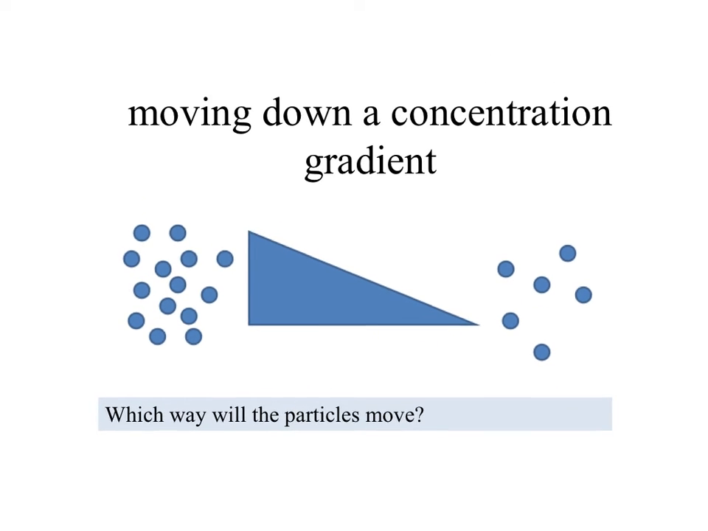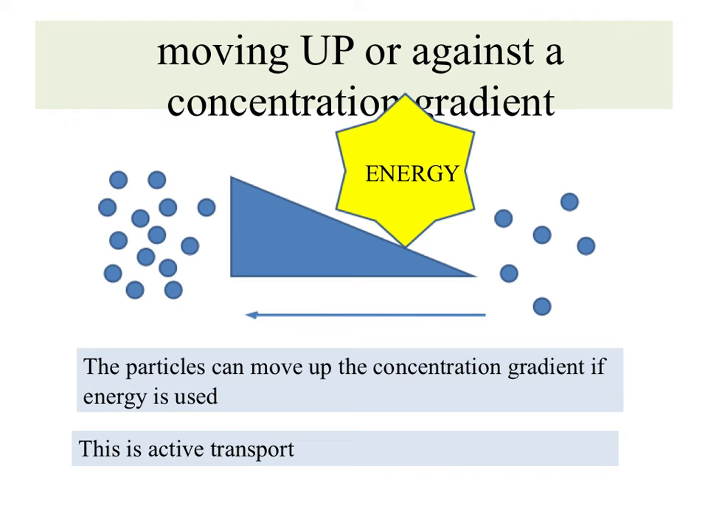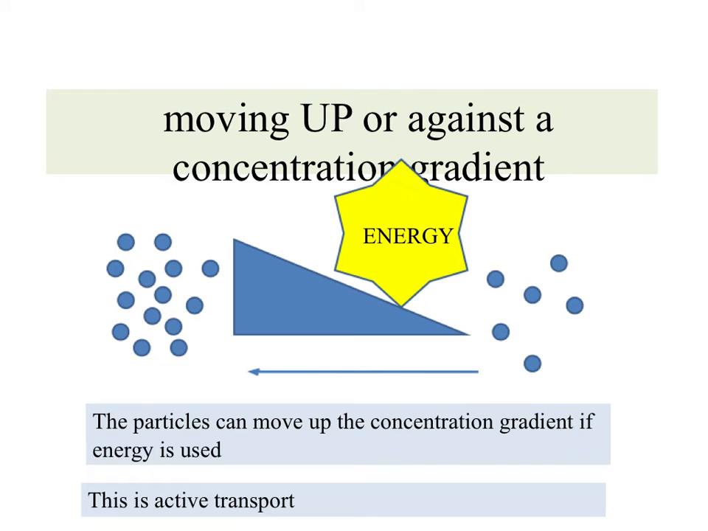So, moving down the concentration gradient, which way will the particles move? You've got an area of high concentration here, an area of low concentration here. Thinking about what we've previously done, which way would the particles move? Normally in diffusion and osmosis, they move from a high concentration to a low concentration. However, in active transport, they go the other way.